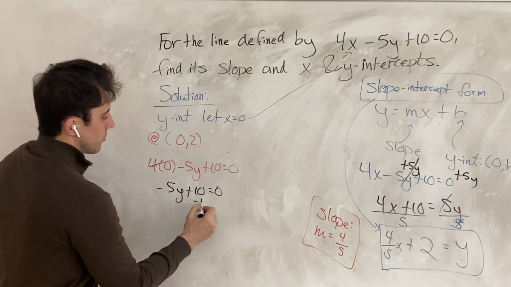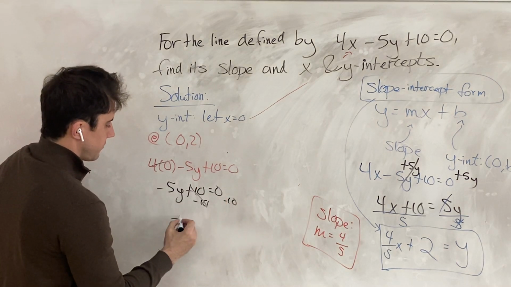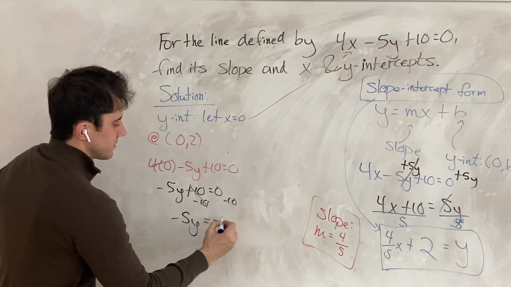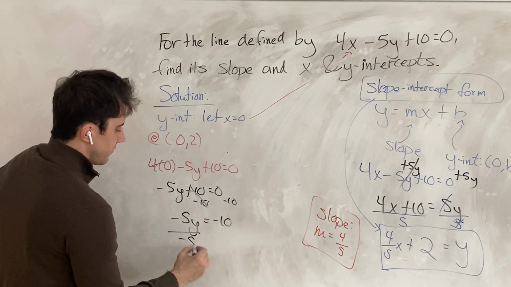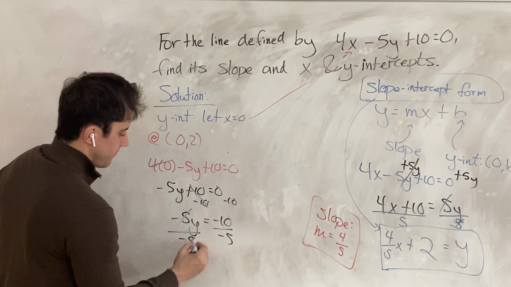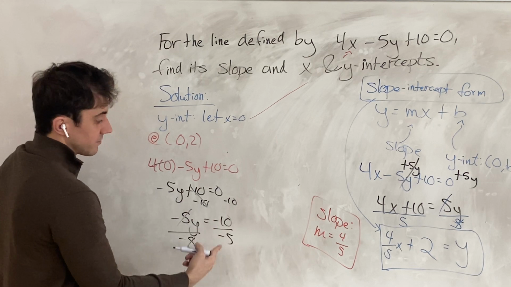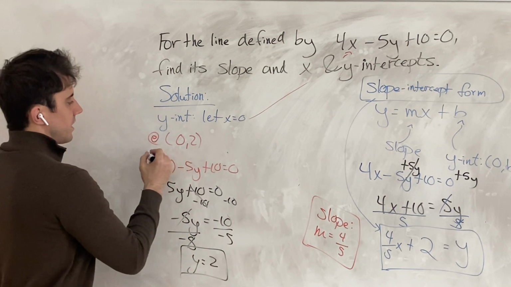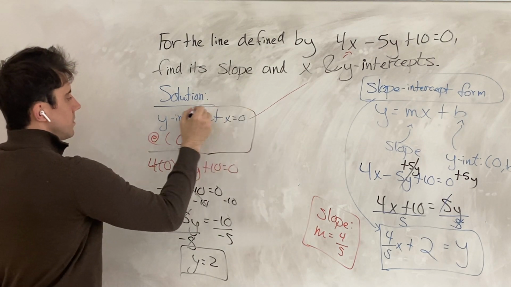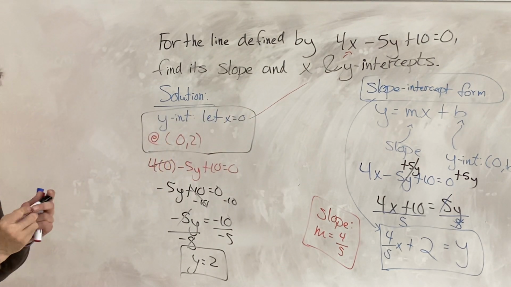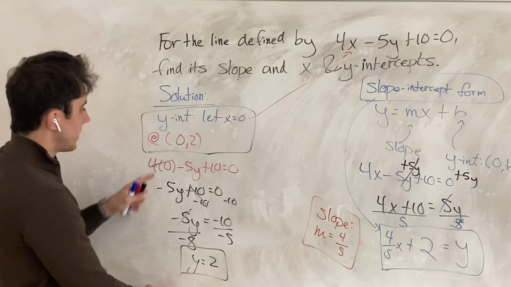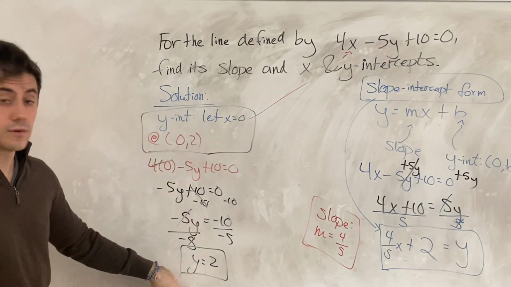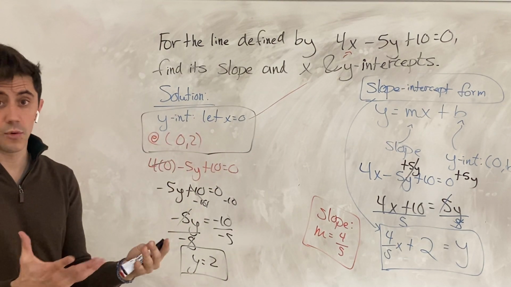We're going to subtract 10 from both sides. Negative 5y is equal to negative 10, and finally we divide by negative 5, and we get y is equal to negative divided by negative, means y is equal to positive 2. And so that confirms our y-intercept is indeed at (0, 2), x is 0, y is 2, right? 0, 2 as a coordinate.